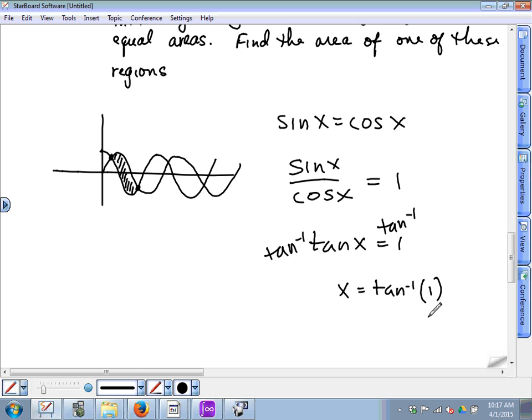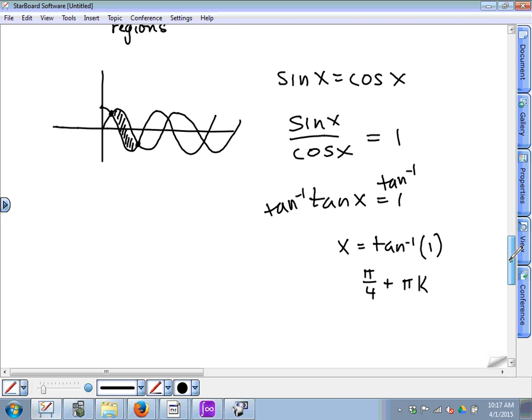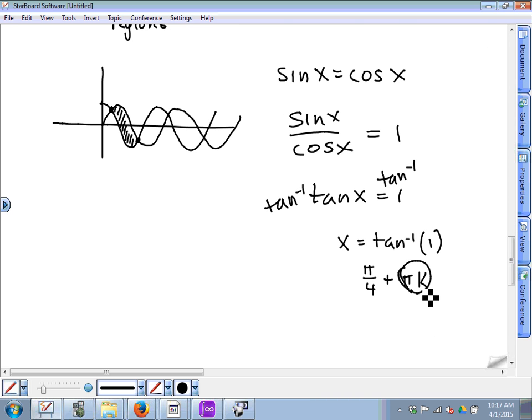That would be pi fourths. Now, your calculator acts as a function. You only get one output for each input. So it would give you an output of pi fourths, but you'd have to add pi k. You guys remember doing this last year in trig? It was tricky, but we figured it out.